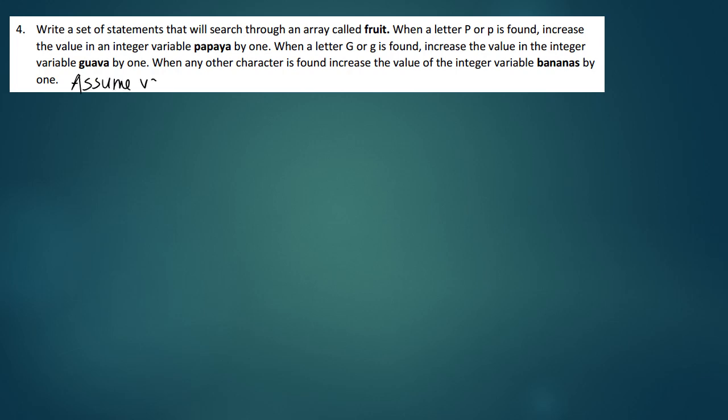the variable count, and I will proofread questions, contains the number of characters in the array. So we have a variable called count, and the name of the array is called fruit. So now we're going to have to search through our array.